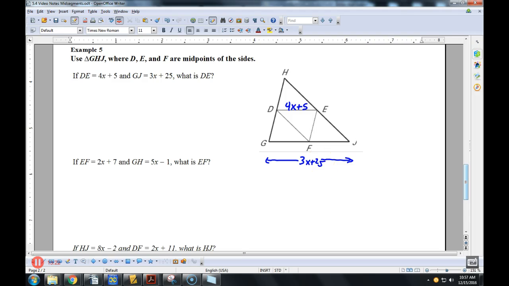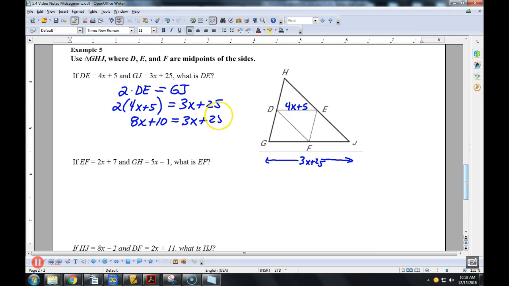what is DE? Well, I'm going to use that fact again that if I do 2 times the length of DE, that should come out to be the length of GJ. So I'm going to double the 4x plus 5, set that equal to the 3x plus 25, and a little distributive property action. Now some of you in your head maybe could have just started with this step right here. You might have just looked at that and said, hey, I can double that in my head, and kind of skip the first 2 lines. That's fine. I don't have a problem with that.